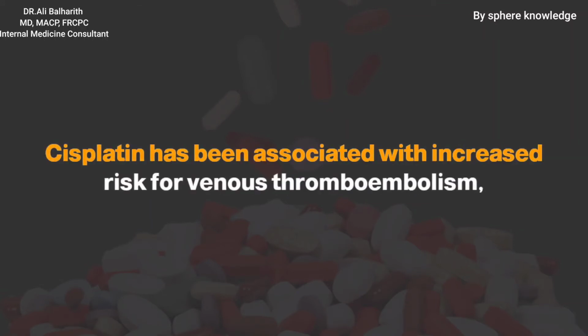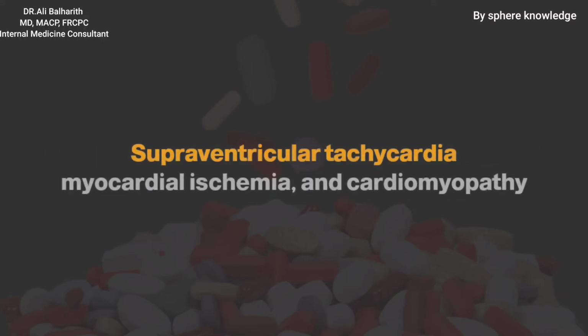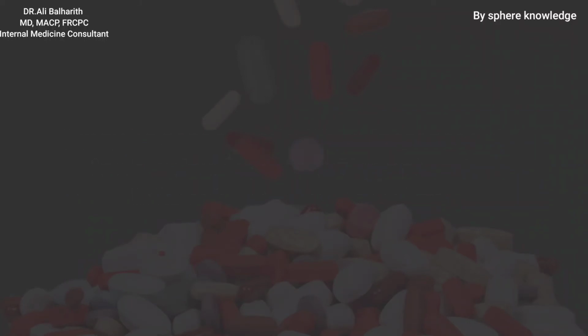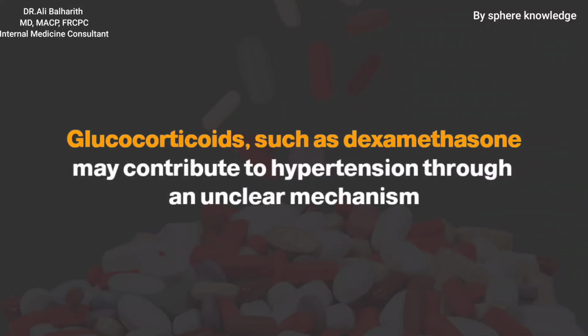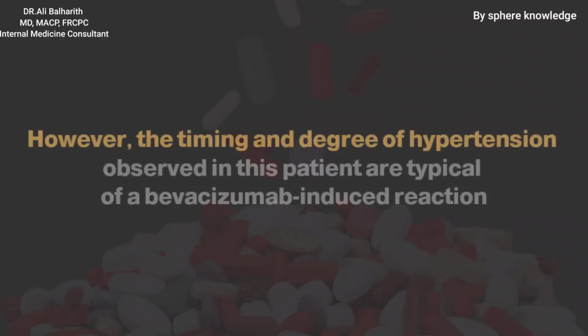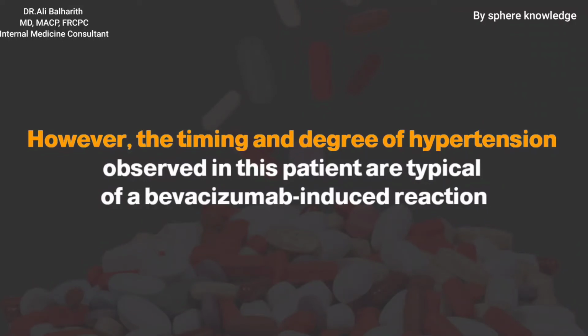Cisplatin has been associated with increased risk for venous thromboembolism, supraventricular tachycardia, myocardial ischemia, and cardiomyopathy. It may be associated with increased risk for late development of hypertension in long-term cancer survivors. Glucocorticoids such as dexamethasone may contribute to hypertension through an unclear mechanism. However, the timing and the degree of hypertension observed in this patient are typical for a bevacizumab-induced reaction.